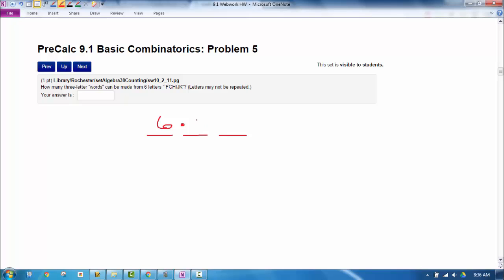We have 6 for the first choice, 5 choices for the second, and 4 for the third. So that gives you your answer of 120. You could also do 6P3 because you're choosing 3 letters from 6, where order matters. That would also give you 120.